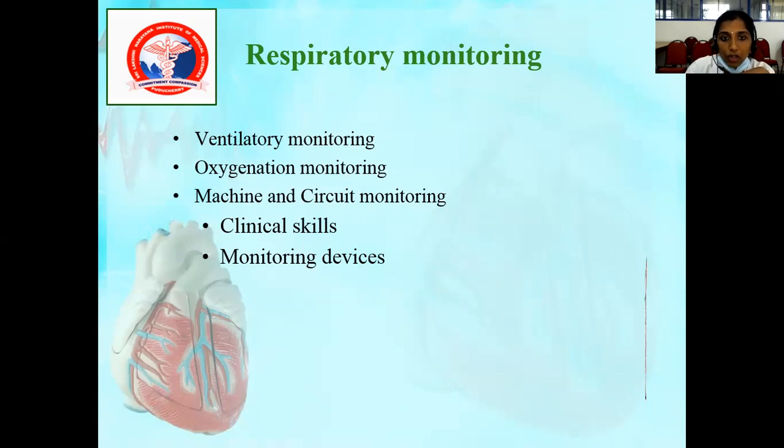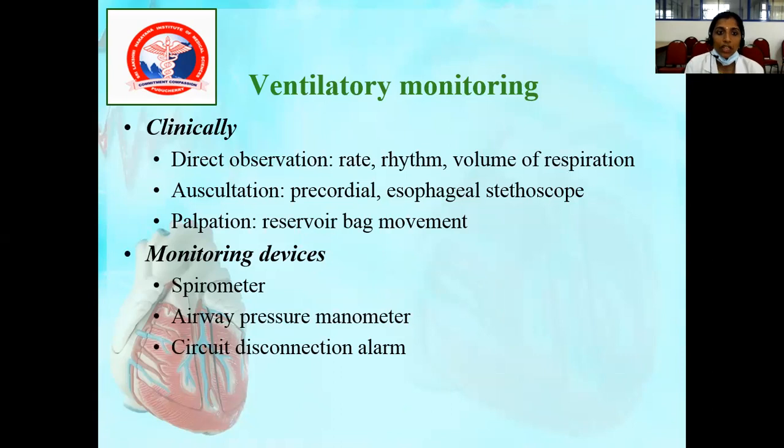Respiratory monitoring, as I told you, has to involve both ventilation and oxygenation monitoring. It can be done clinically, wherein we see the rate of respiration, the rhythm of respiration, and the tidal volume by looking at the chest rise. Then it is also by auscultation. We can use the normal stethoscope, precordial stethoscope, or esophageal stethoscope. And in anesthesia, in controlled or spontaneous ventilation, we have the reservoir bag. By palpating the reservoir bag and assessing its movement, we can monitor the patient's ventilation. So these are the clinical parameters.